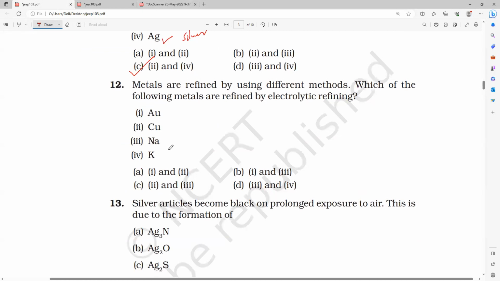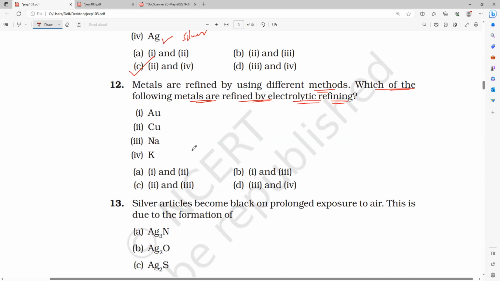Next. Metals are refined by using different methods. Which of the following metals are refined by electrolytic refining? What do you mean by electrolytic refining? Like conducting electricity and we have to refine it. Anybody?